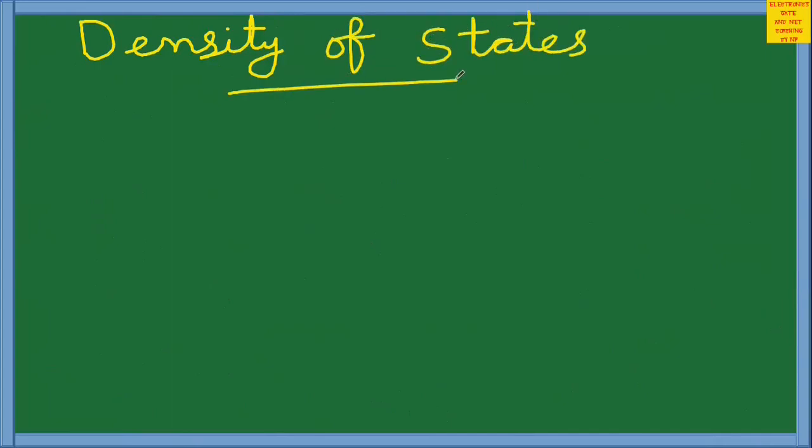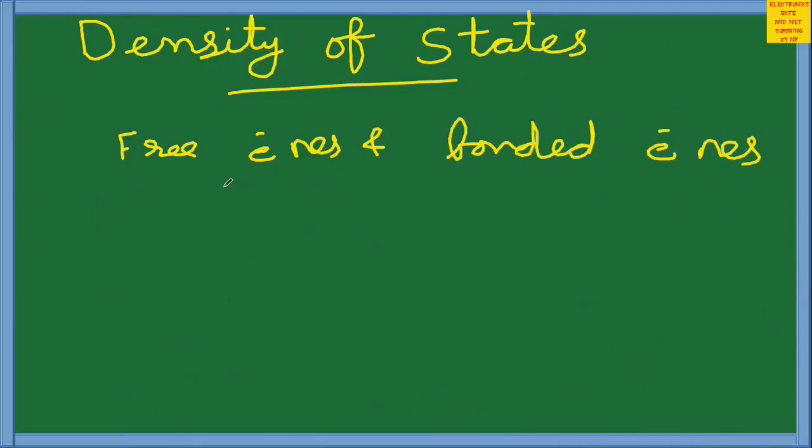Let's now discuss the case of density of states. We know when we consider a semiconductor, the current flow is due to the movement of free electrons and bonded electrons. So the number of free electrons and the number of bonded electrons, or holes, are important in the case of a semiconductor because they are contributing the current.